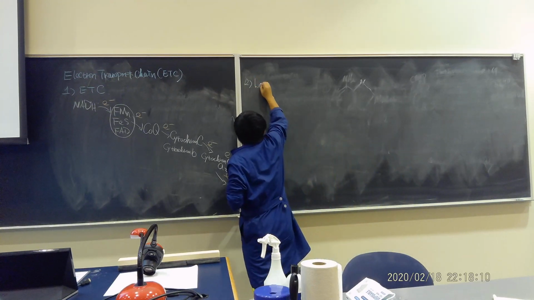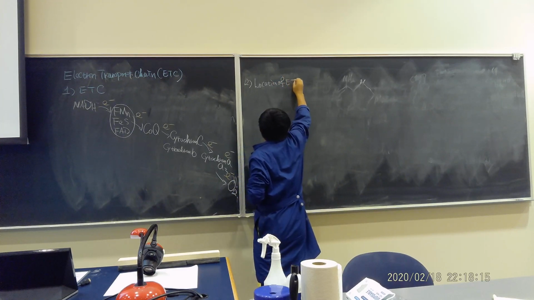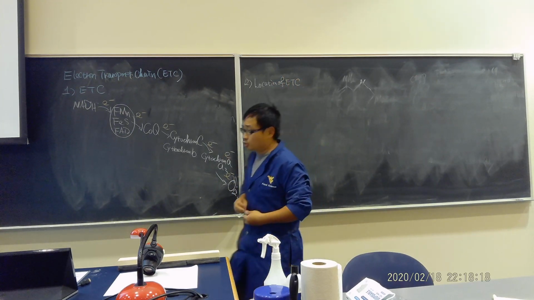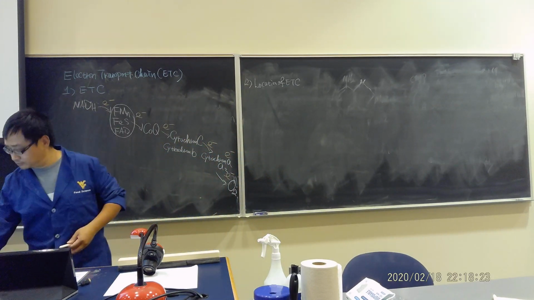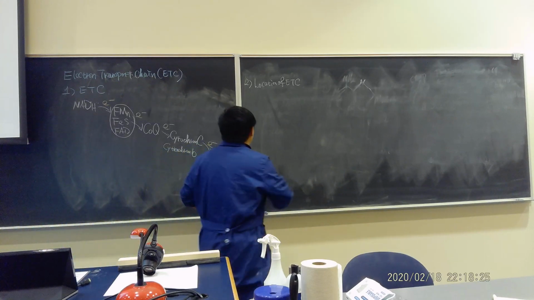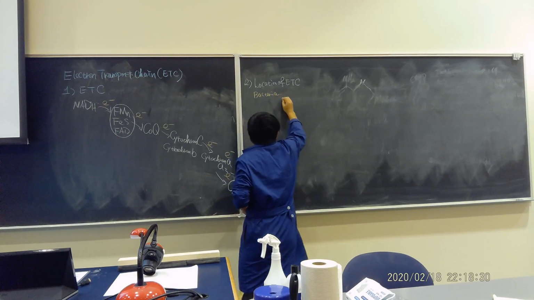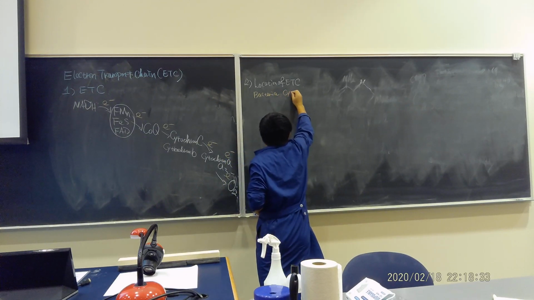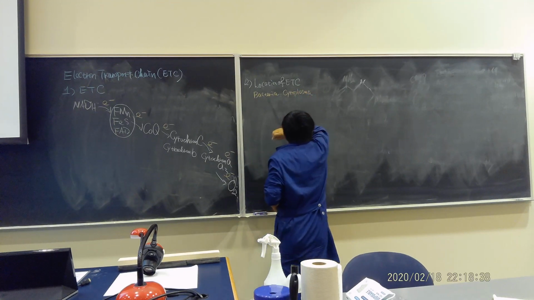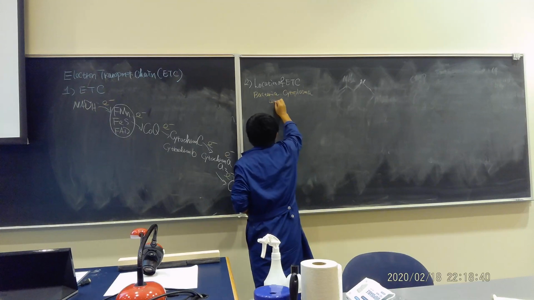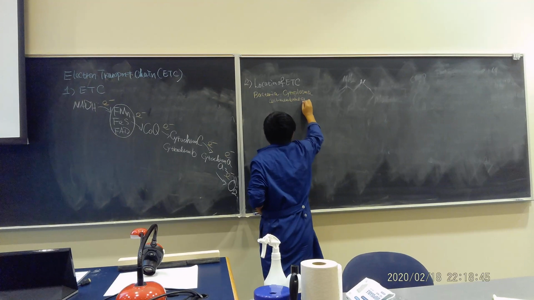Where are the locations of the electron transport chain? And you should be very clear. Where are the locations? For bacteria, it is at the cytoplasm. You can easily understand it. It is at the cell membrane system.